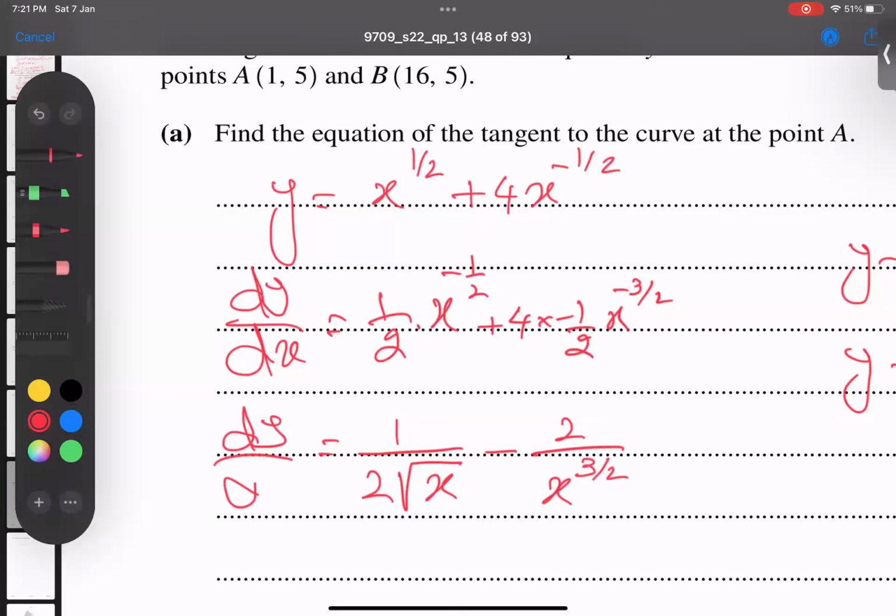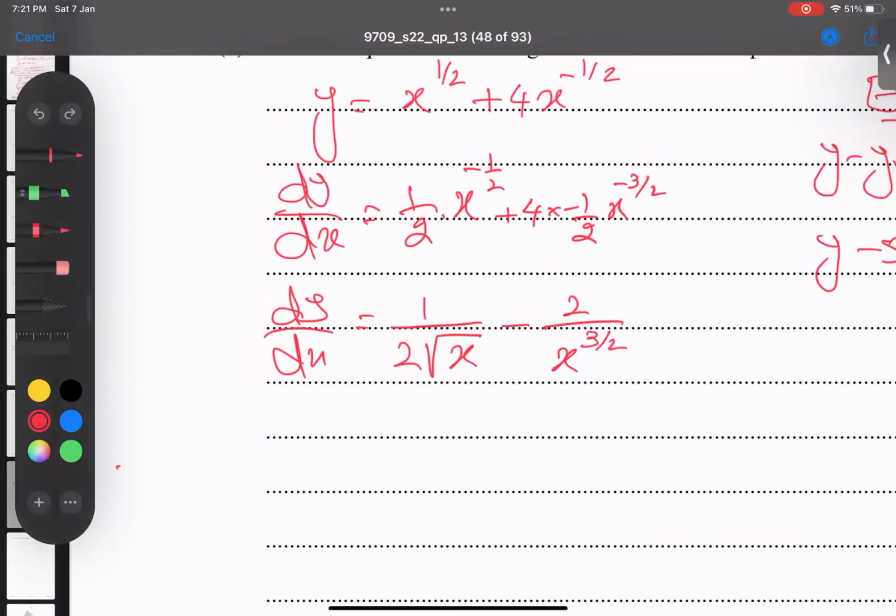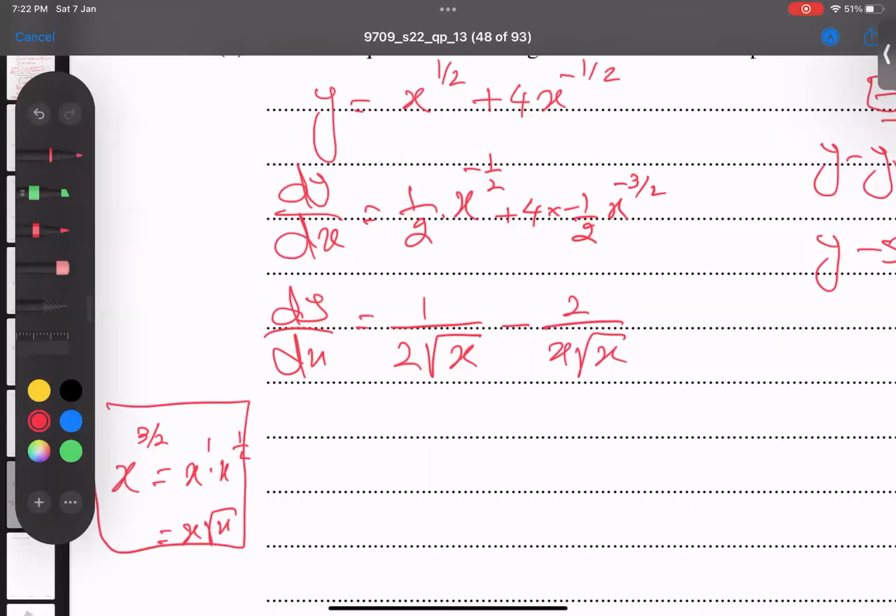For your knowledge, let me tell you one thing, extra knowledge. 3/2, you can write x to the power 3/2, you can write x to the power 1 and x to the power half. And you can say x root x, this is also written. So if you write x to the power 3/2 or you write here x root x, both are 100% the same. So this is extra knowledge for you, which I just wrote here. So 3/2 is x root x. Same, no problem at all.